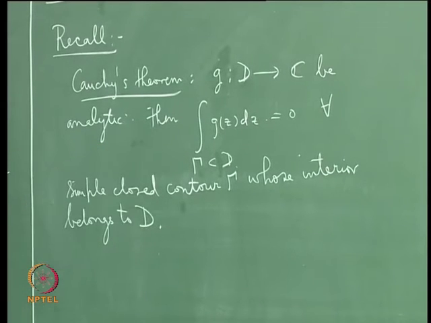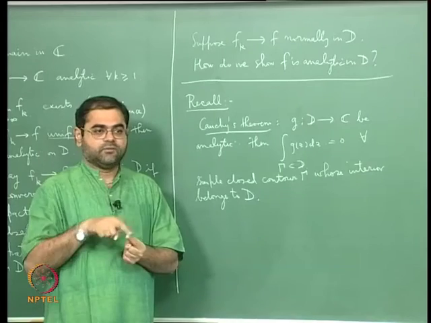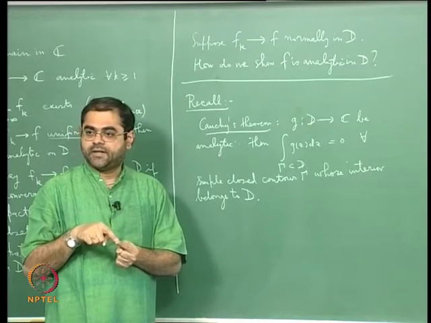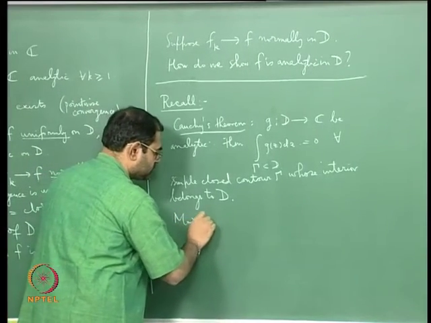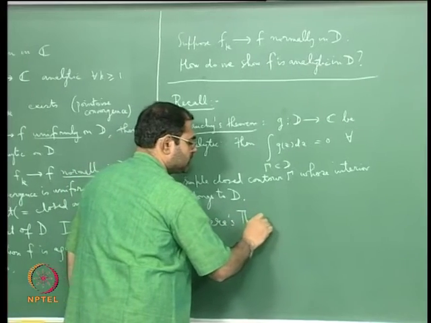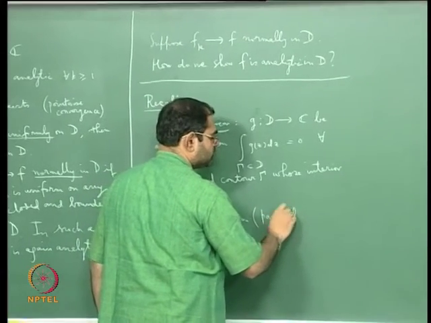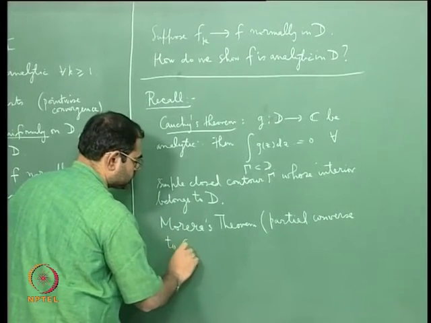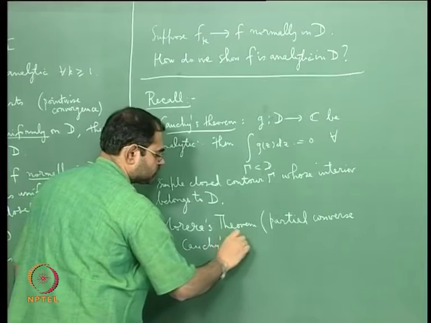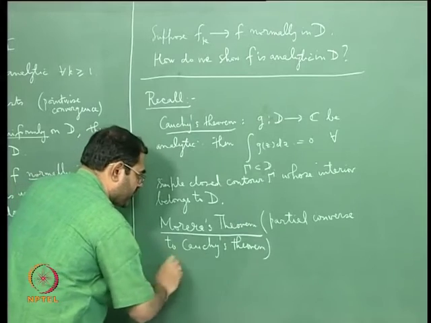So this is Cauchy's theorem, right. What it essentially tells you is that you integrate an analytic function over a closed curve like a loop and you are going to get 0, okay. Now what is Morera's theorem? It is a partial converse to Cauchy's theorem. So here is Morera's theorem. What does it say?